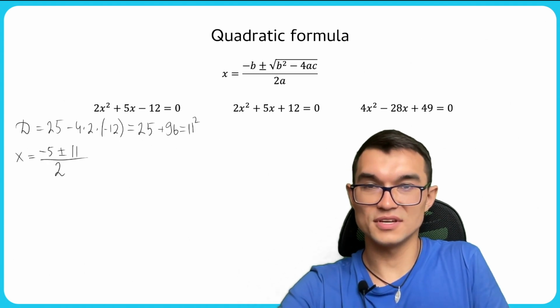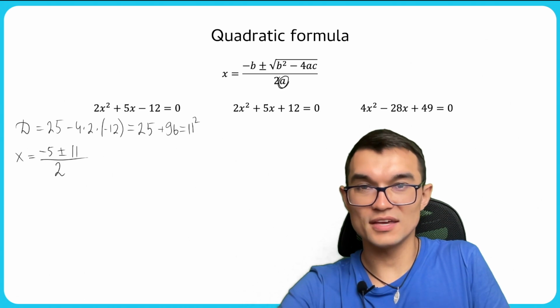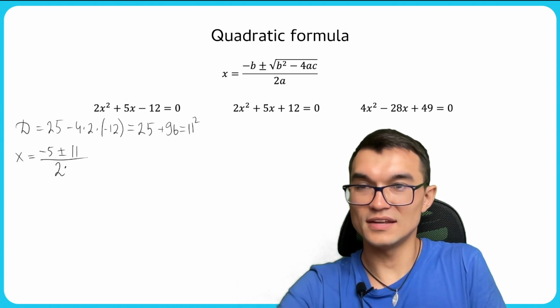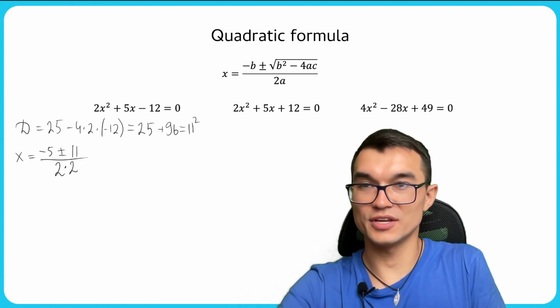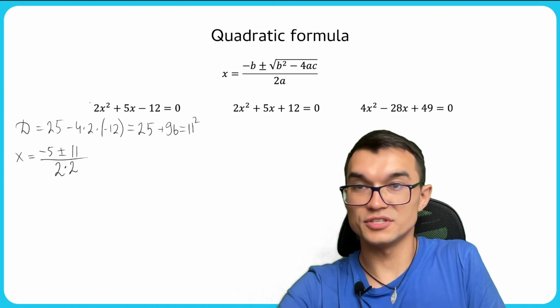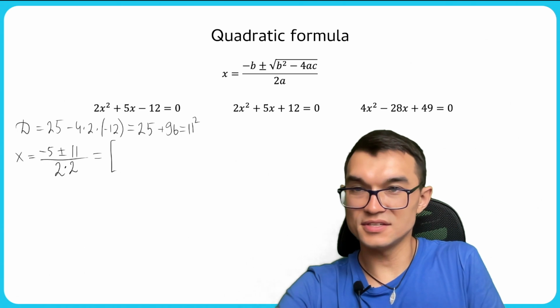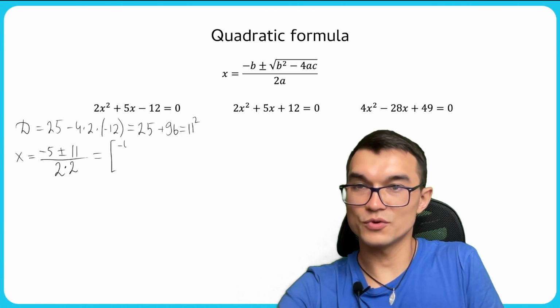Another popular mistake is forgetting that we divide by 2a and dividing just by 2. That happens because we're used to solving quadratic equations with a squared coefficient equal to 1. And here we've got 2 there. So we have minus 16 over 4, or minus 4, or 6 over 4, which is 3/2.